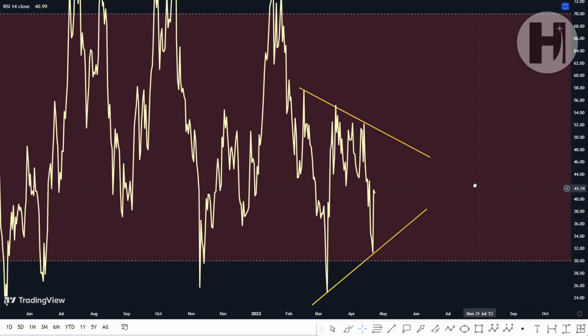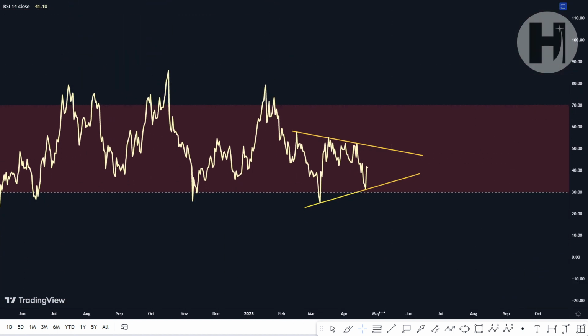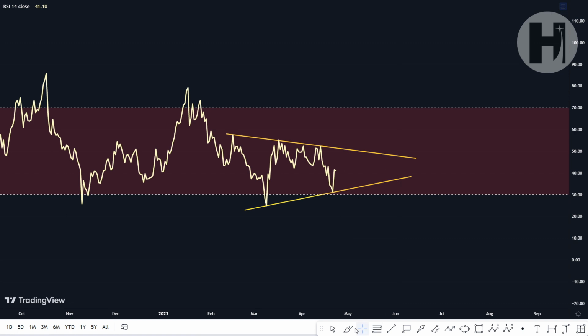Taking a look at the daily RSI, you can see that we are in some sort of a symmetrical triangle. So this is a pattern without any bias, and you could be looking at a trade here if you run into the resistance one more time, just like you did over here, and just like you did over here, and just like you did over here. That is, of course, if you're looking for a swing trade.